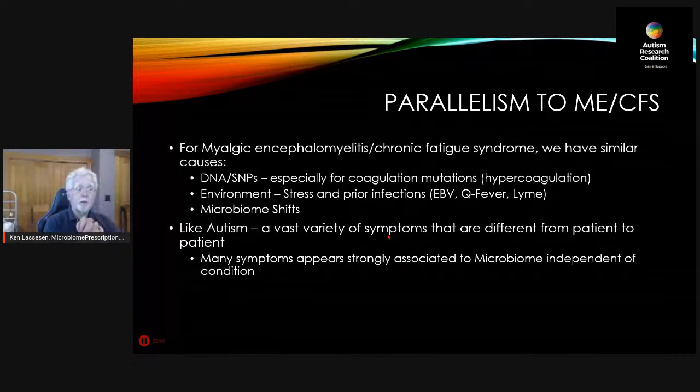Sometimes they're environmental. For MECFS, often Epstein-Barr, Q fever, Lyme are associated environmental influences which may have caused the MECFS. It may have been the cause, but removing the cause may not cause a change, because often the cause has already been removed. It's the consequences that are there.